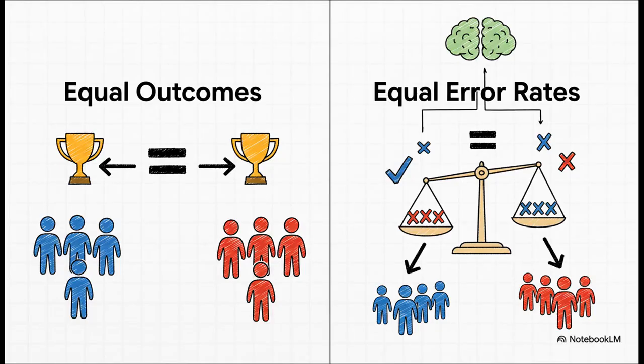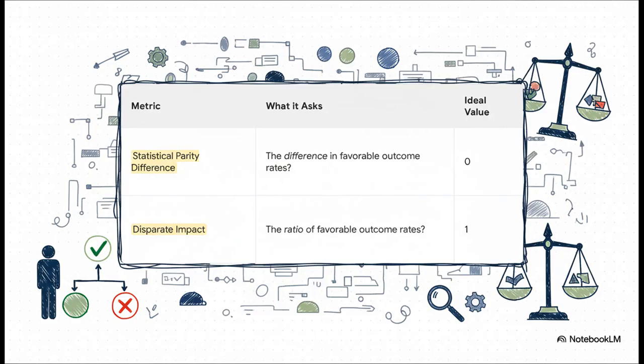So, out of all those metrics, most of them boil down to asking 2 main questions. First, are the outcomes equal? This one's pretty simple. Are different groups getting the yes at about the same rate? But the second question is just as critical. Are the error rates equal? Because if an AI is way more likely to make a mistake when judging one group versus another, that is a massive, massive problem.